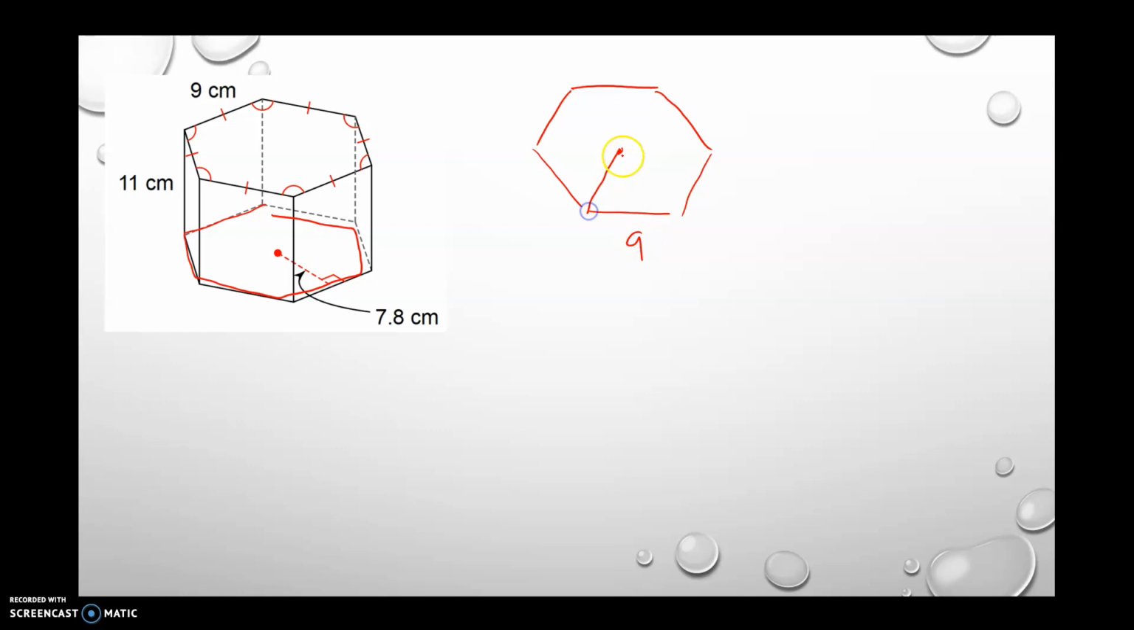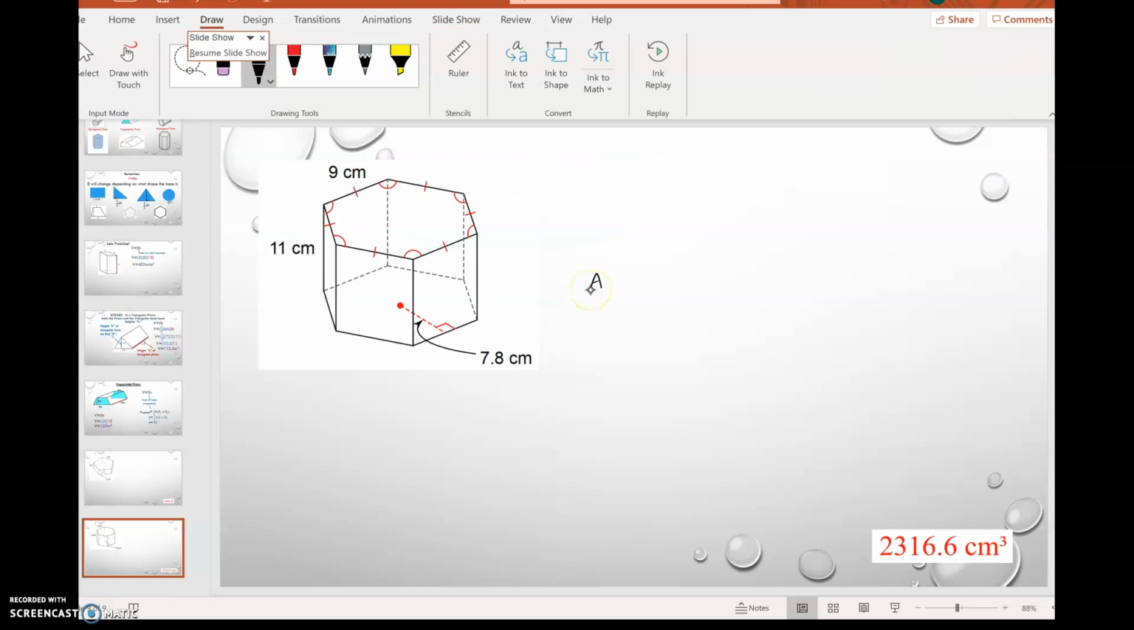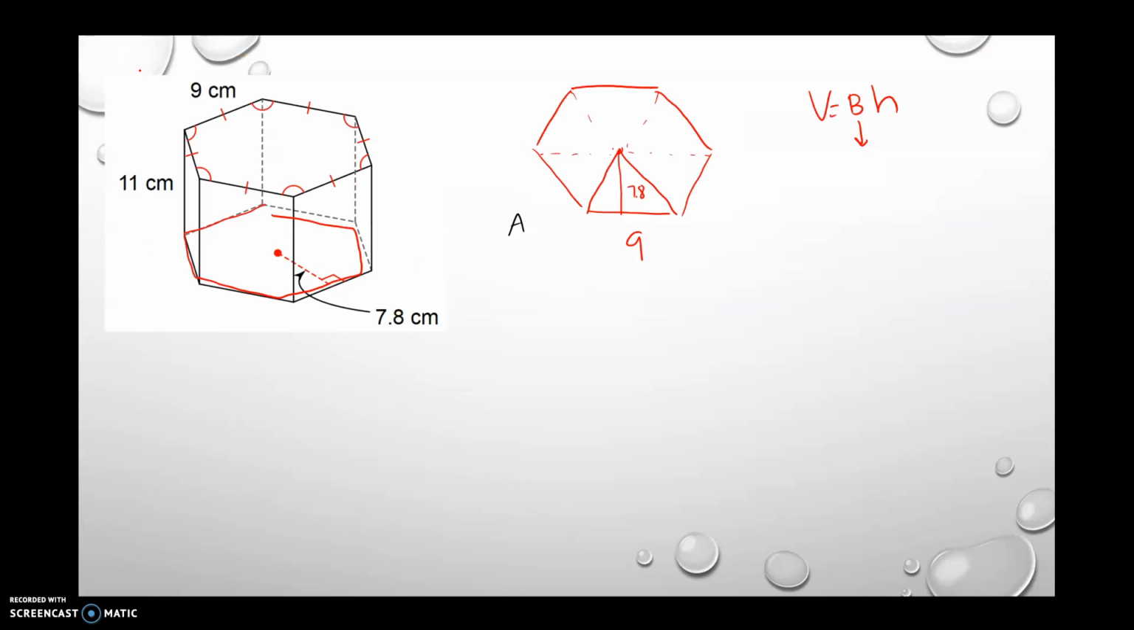Now I'm going to go from my center going out. And they're telling me from the center going down to a side, this length right here is 7.8. So I'm going to find the area of my base here. I first need to find the area of one triangle, and then I'm going to multiply him by 6 triangles. So finding the area of just this one triangle, your area is equal to 1/2 your base of 9 times your height of 7.8.